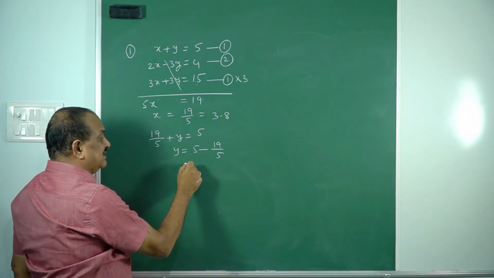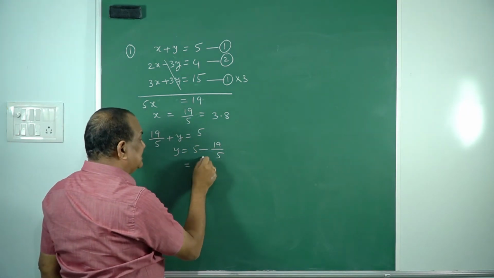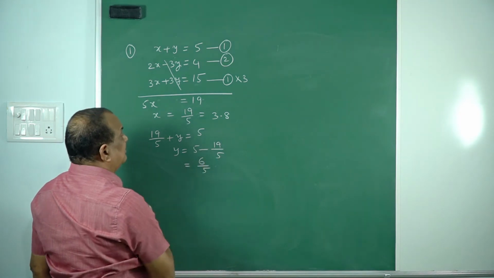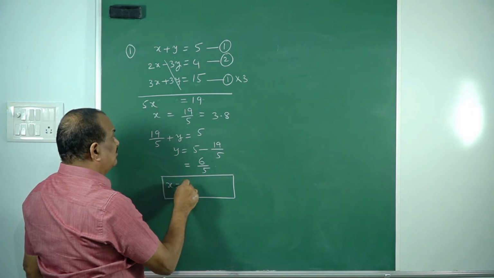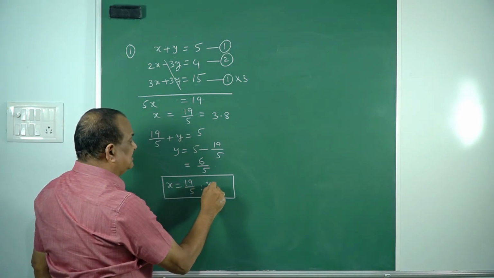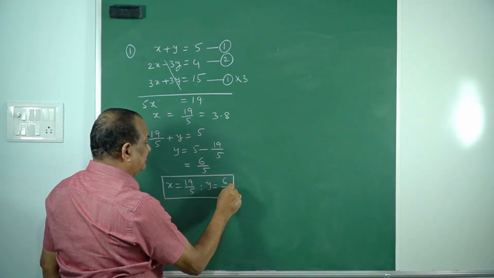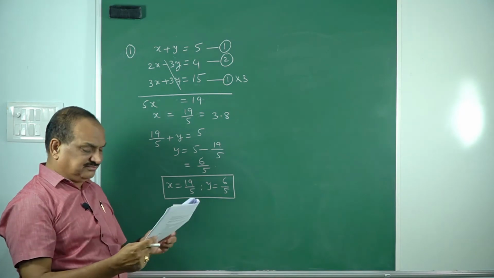This will go to that side. And 5 times 5 is 25. 25 minus 19 is 6 upon this 5. And here it is clear now. x is equal to 19 by 5 and y is equal to 6 by 5. That's it.